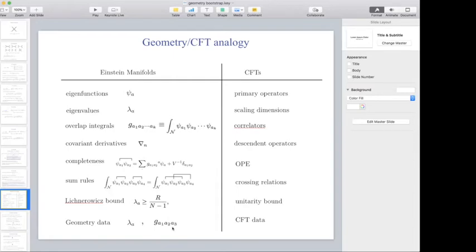It would be interesting if there were some kind of non-geometric geometry data. If there was some set of these lambdas and g's that satisfies all the crossing relations but did not correspond to any geometry, that would be an interesting thing to have, because that would give you an ostensibly consistent Kaluza-Klein reduction that doesn't actually come from a geometric manifold.